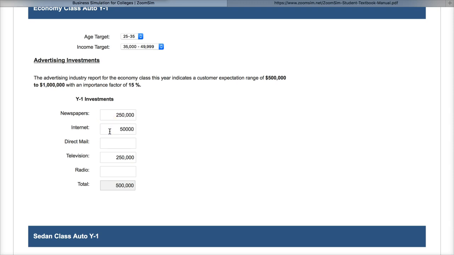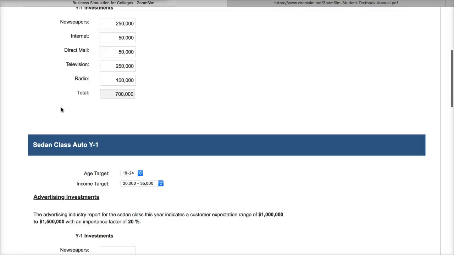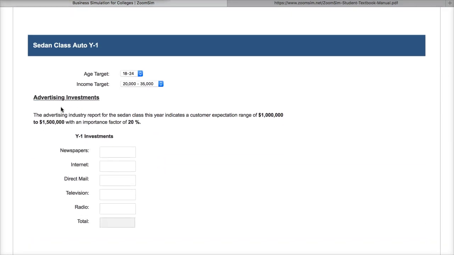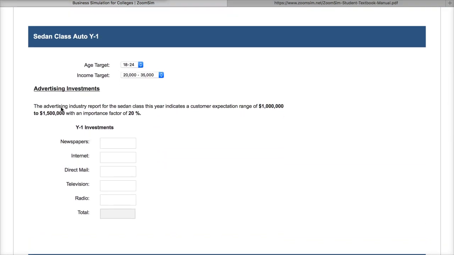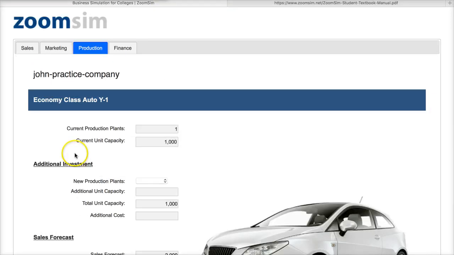Now for everything else, I'm going to put a smaller amount in because they're not as effective. So now I'm somewhere between $500,000 and $1 million. That's kind of where I want to be, and that's good. So now I just did the economy class. Now I have to do the sedan class. This is a little repetitive, so I'm going to stop the video here, continue filling this out, and then move to the next one in a second. Okay, now I'm in the production area tab.